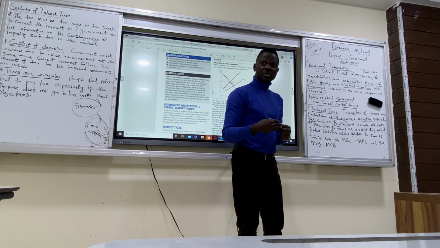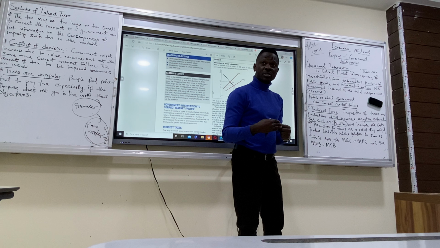Pollution, like emission of carbon, is pollution. Making noise is pollution. So governments, here we're talking about firms that produce. If firms produce and they emit a lot of carbon, government can impose indirect taxes. If government imposes indirect taxes, it means they will reduce their production.